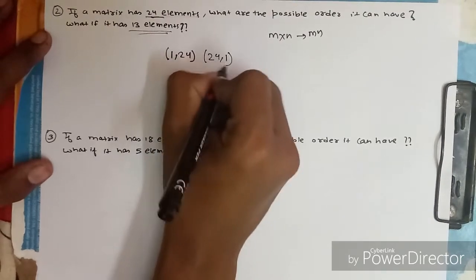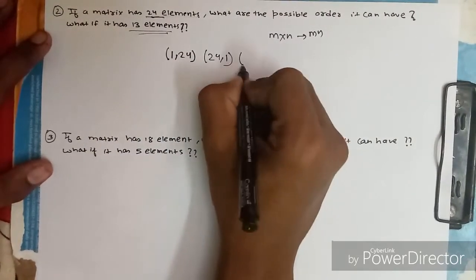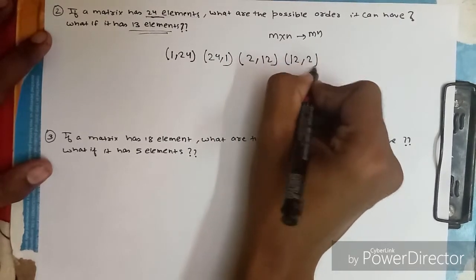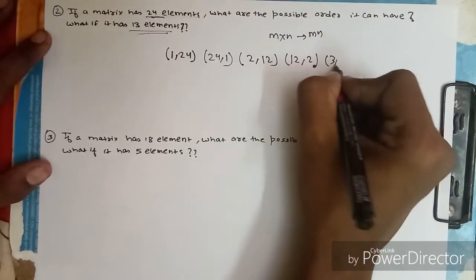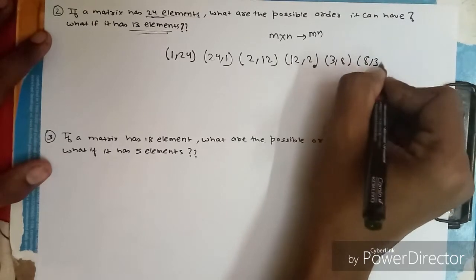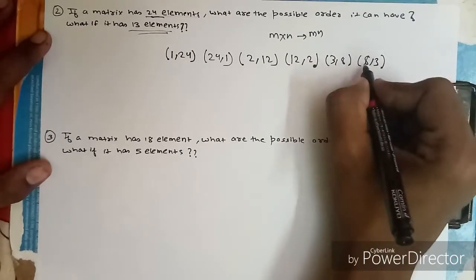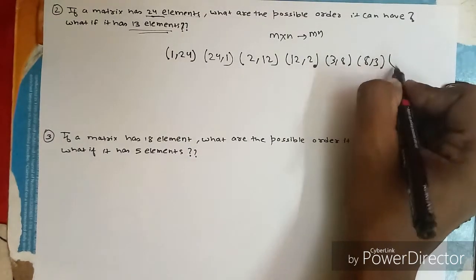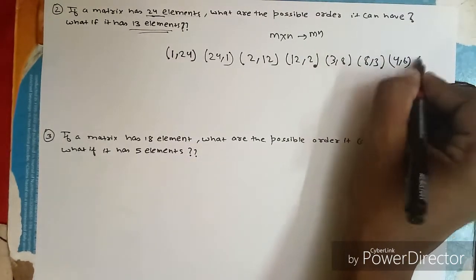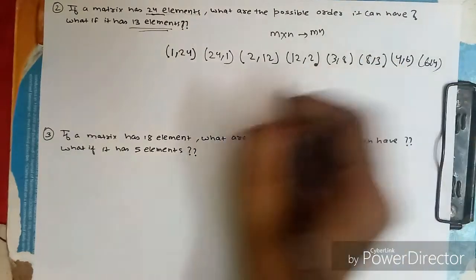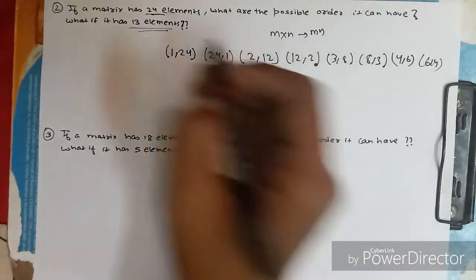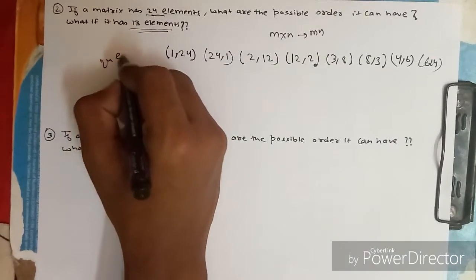So 1 comma 24 first. Now 2 into 12, 2 comma 12, then 12 comma 2, then again 3 comma 8 and 8 comma 3. Their multiplication is 24. 8 into 3 is 24, 3 into 8 is 24. And then again 4 comma 6 and 6 comma 4. So these are the possible orders it can have if it has 24 elements.